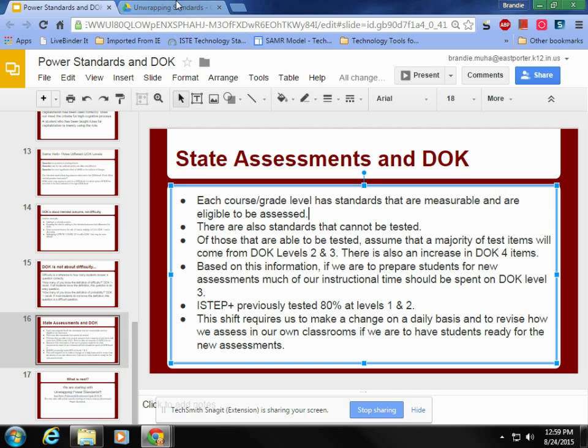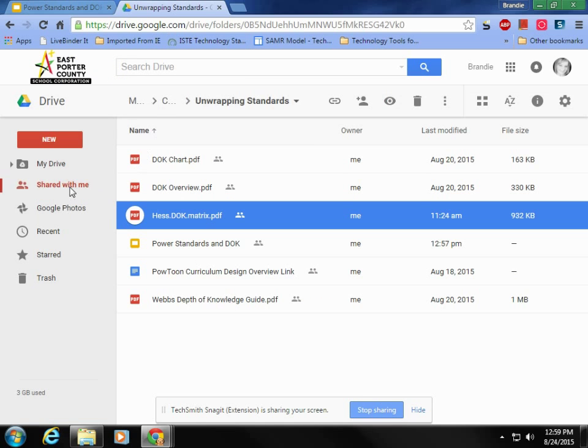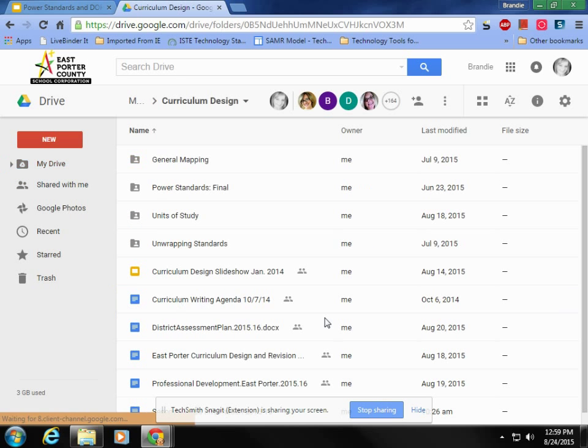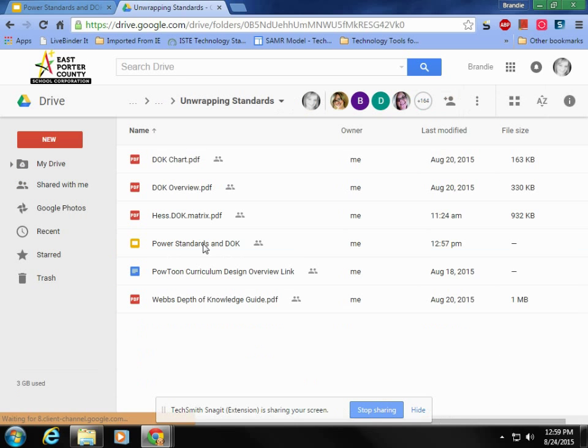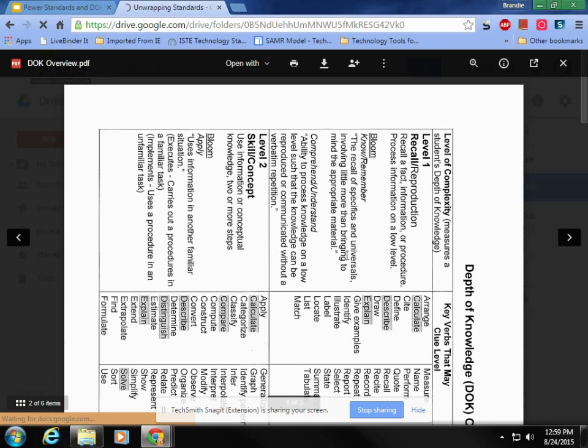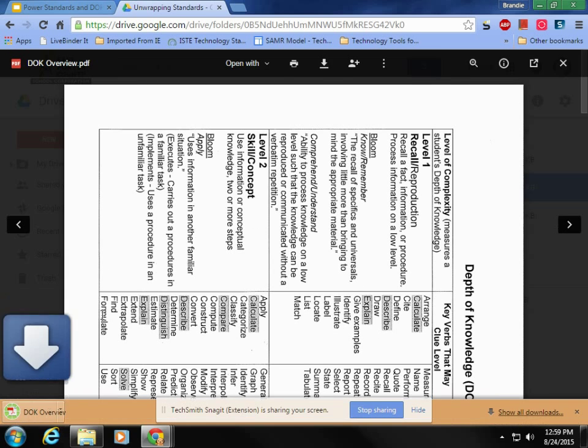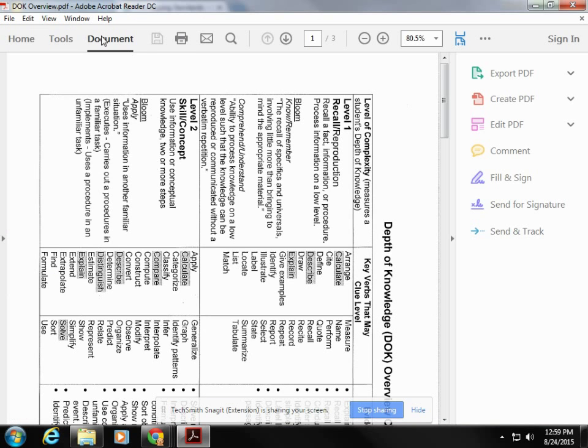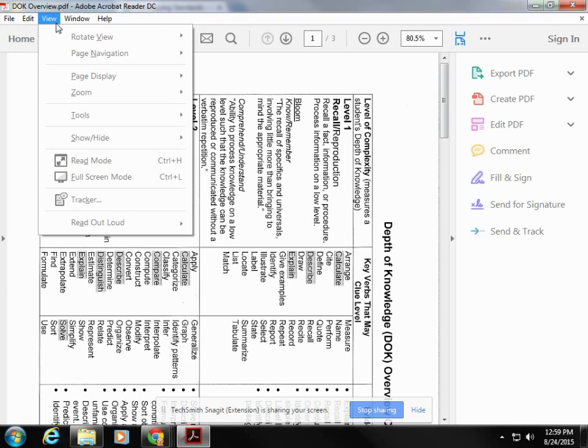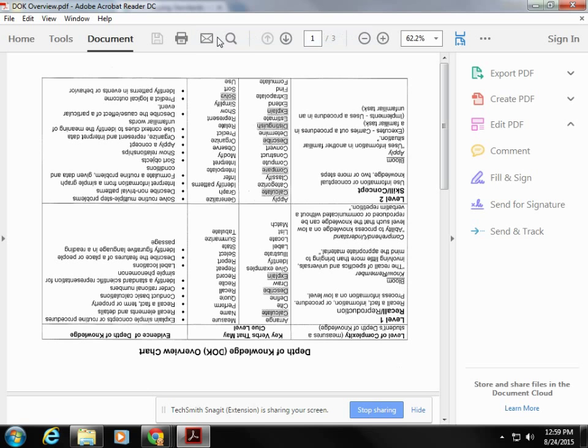So I want to go back real quick into our curriculum design folder, unwrapping standards. And I showed you the depth of knowledge chart, which you will be able to look at. There's also a depth of knowledge overview here. And I know it's sideways right now, but you'll be able to download it and spin it around just by clicking download, open it, go to view. I'm going to rotate that view.